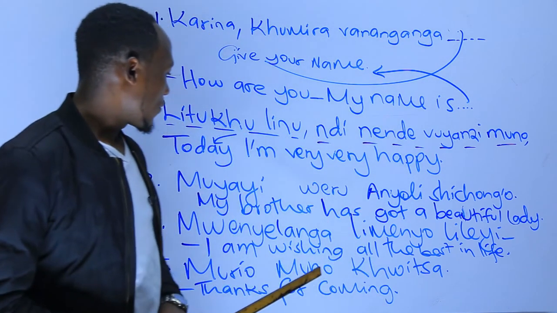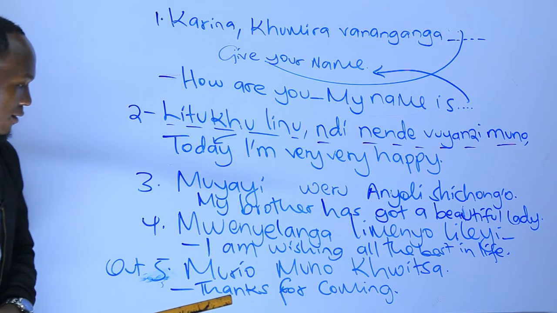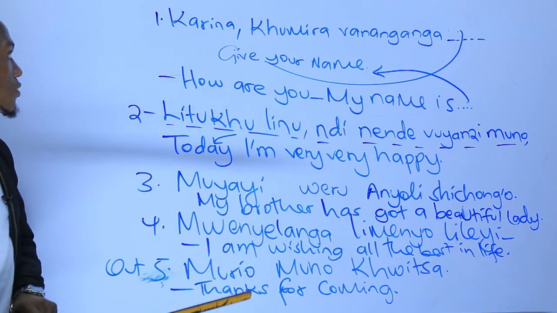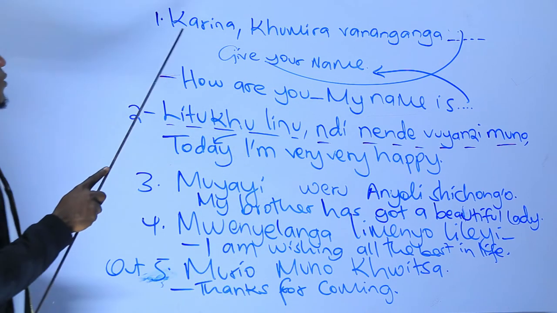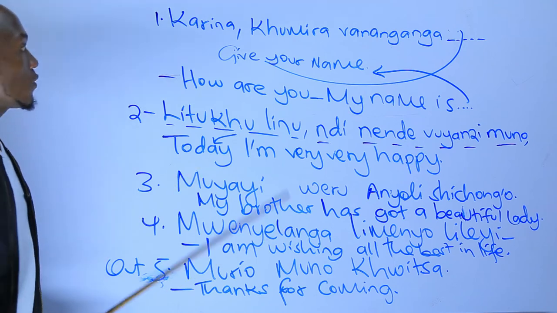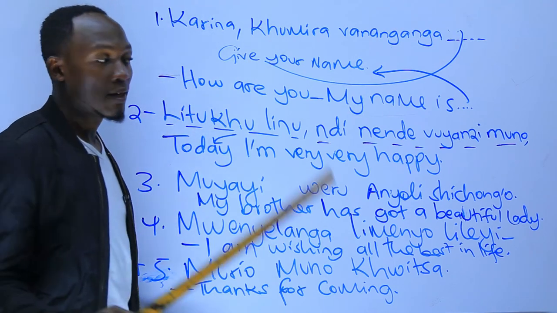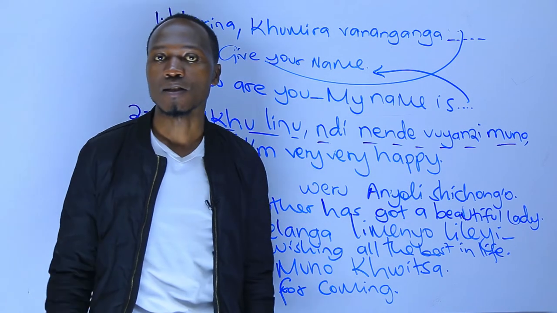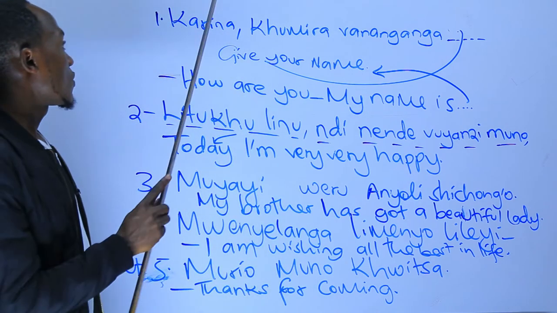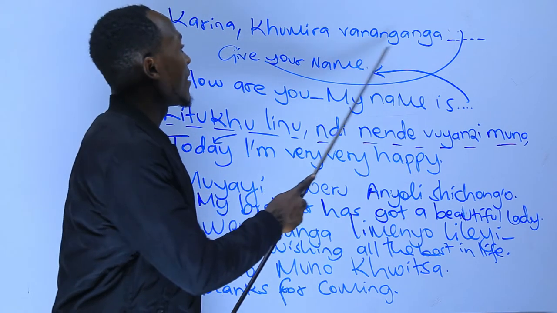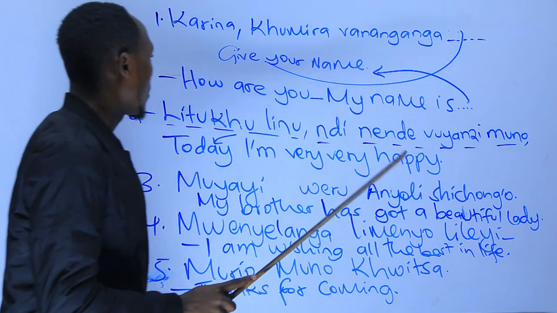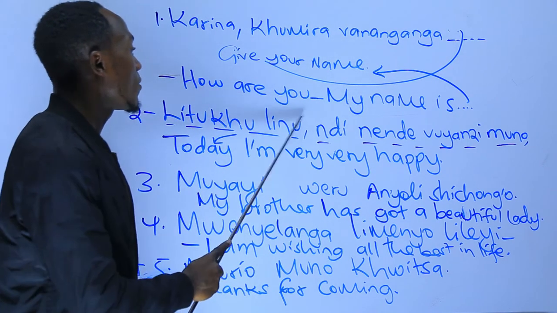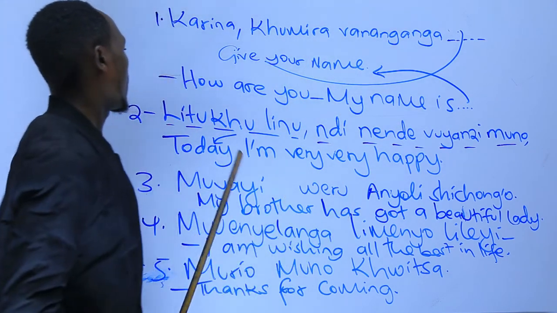I think I'll wrap up that. That's the end of our lesson today. But before that, let me just recap what we've learned today. Remember, this one we learned in our first lesson, where we learned how to introduce yourself when you've been given a chance to give a speech in an event. So you say, Karina, humira vananganga, then you give your name. In English, it means, how are you? My name is, you give your name.